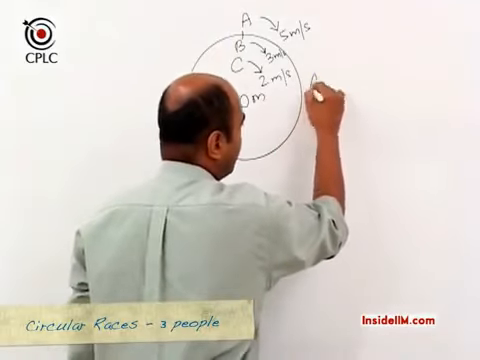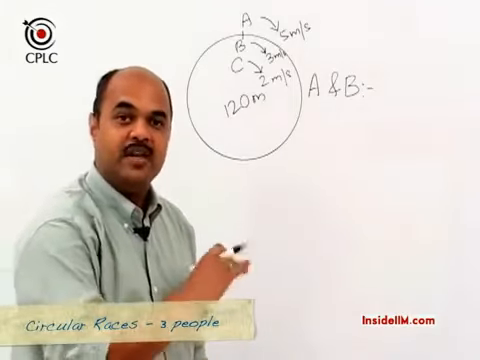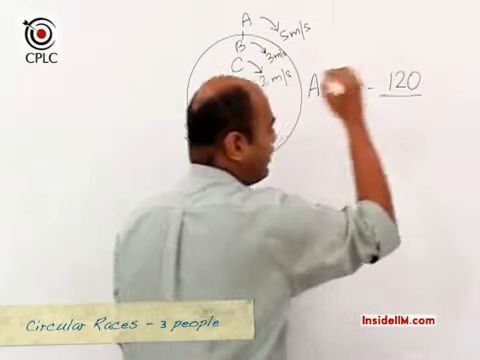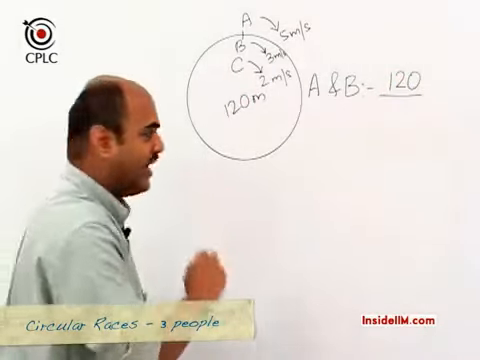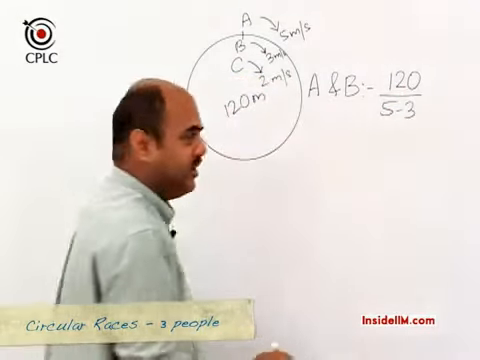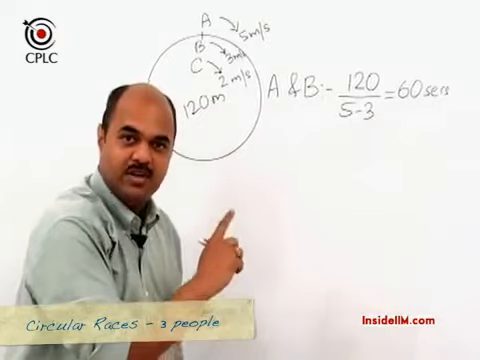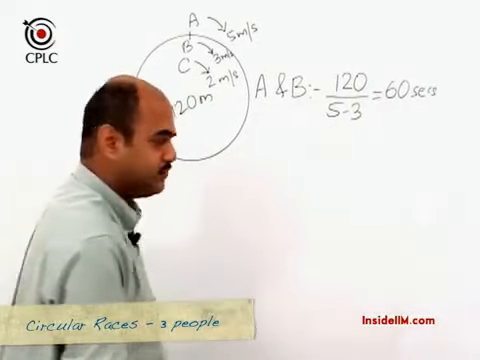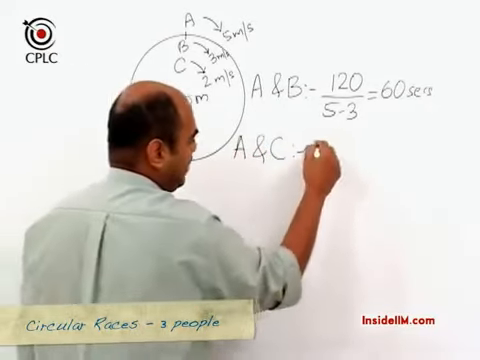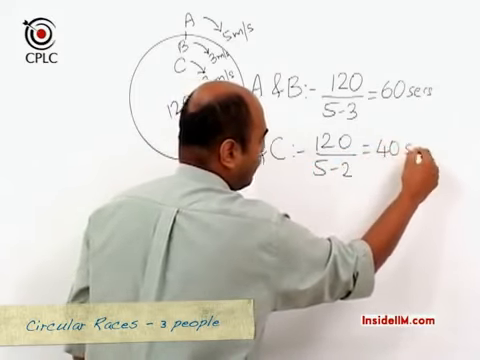And when we are considering A and B and we want to see after how much time do A and B meet, it would be the same concept as earlier, which would be 120, the distance to be covered, which is the length of the track, divided by 5 minus 3, which would be the relative speed of A and B, and this would give us 60 seconds. So this tells us that A and B meet every 60 seconds. Now if we want to look at A and C, the calculation would be 120 divided by 5 minus 2, which would make it 40 seconds.